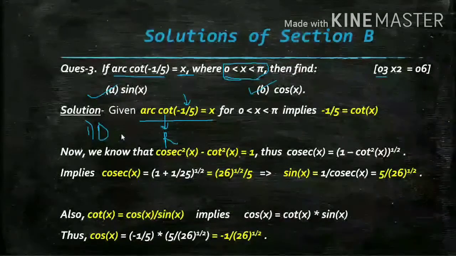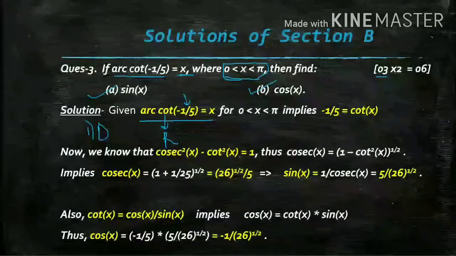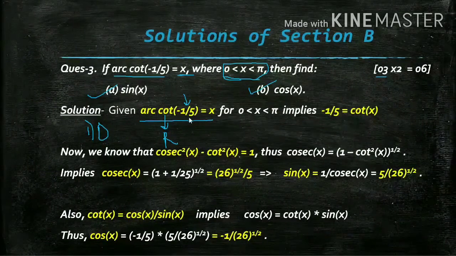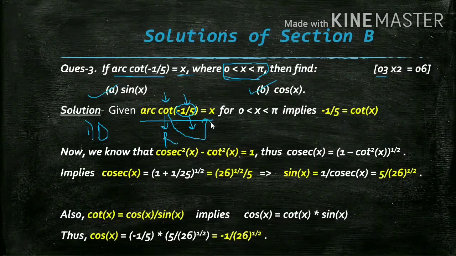First step is that. Now you would not do that in which quadrant it is negative and what is the principal angle, because you don't know any angle whose cot is nothing but minus 1 by 5. This is not the normal value that you use. So for that, what you will do? You will take the cot from here to here. So that means you will be having minus 1 by 5 equal to cot of x. So cot inverse would become just cot, right?